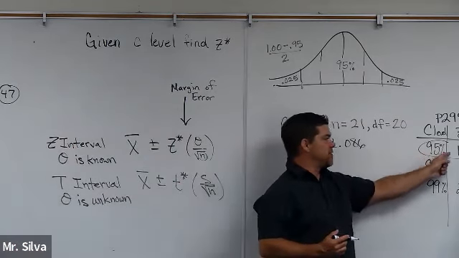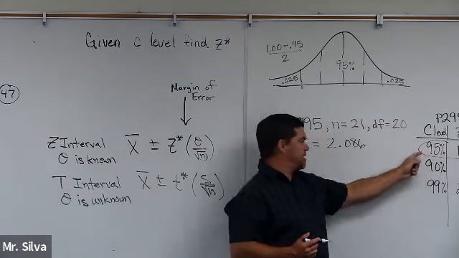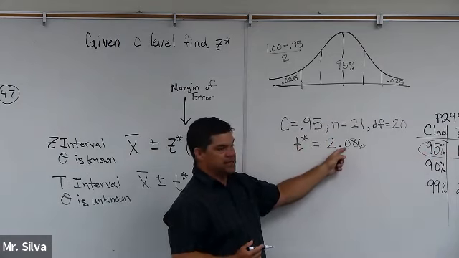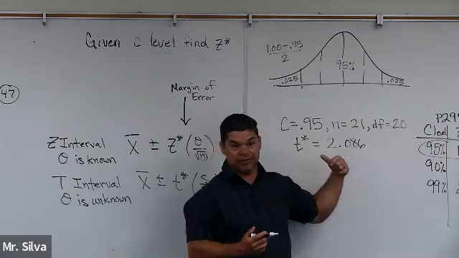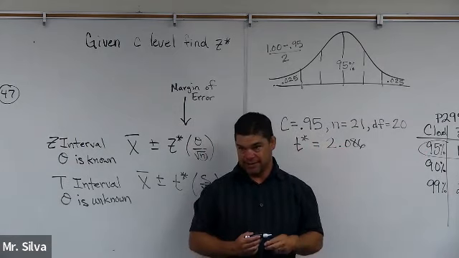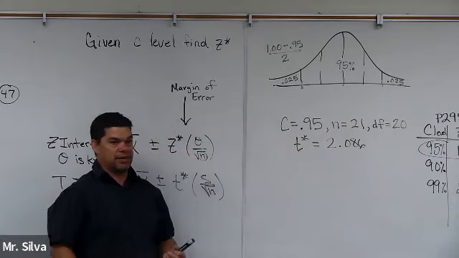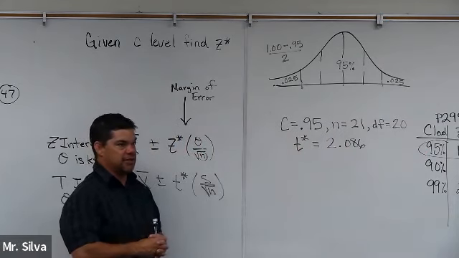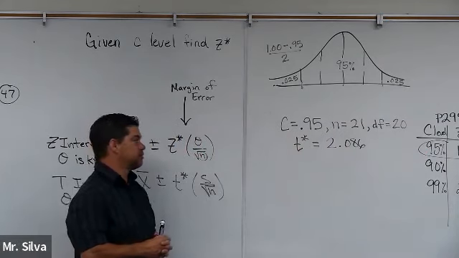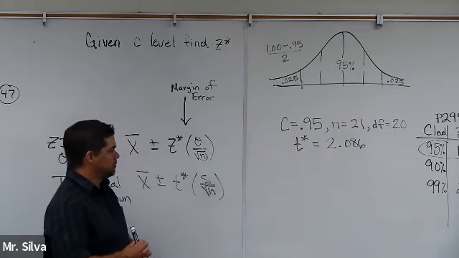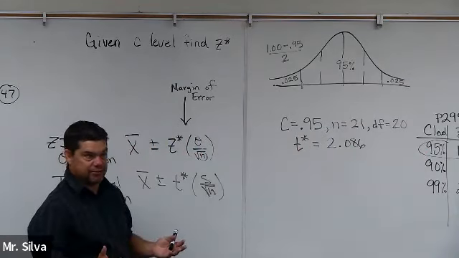For 95%, if it's a Z, we use 1.96. If it's a T, we use 2.086. So our margin of error has increased slightly, because our sample has a small sample size of 21. 20 is a small sample size. This is how we find T.